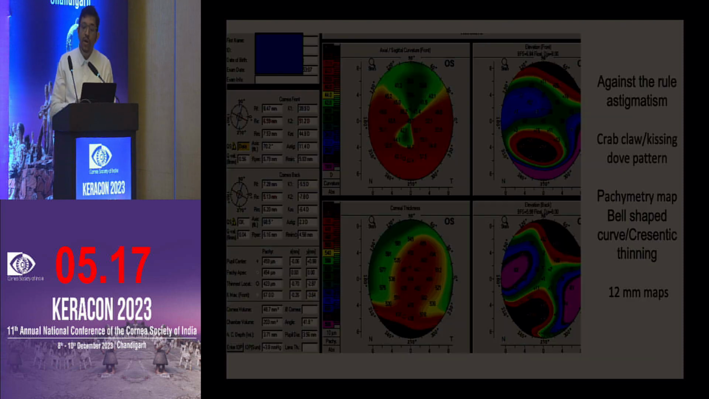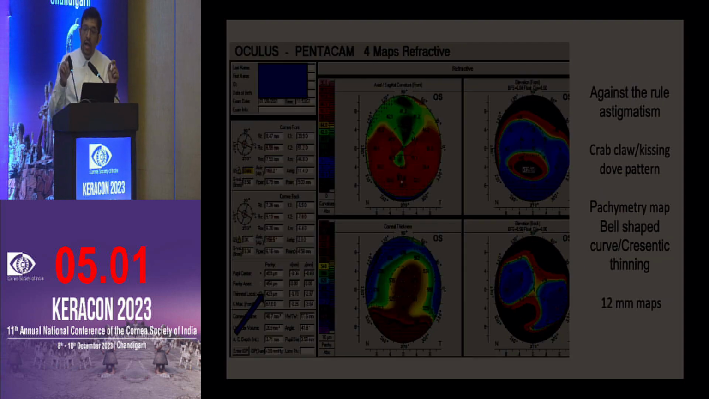Unlike this image where you see again a similar picture, but you see a thinning which is going beyond, you have a pachymetric map which shows a bell-shaped curvature. For a PMD, because the pathology is in the periphery, you might want to change the scan diameter to a 12 mm map to look at the periphery. And even though there are assumed points in the periphery, you can actually see the bell-shaped pattern of the pachymetric map. And here when you look at it, the thickness is kind of being picked up as 423, because these points are not coming into account, because these are extrapolated.